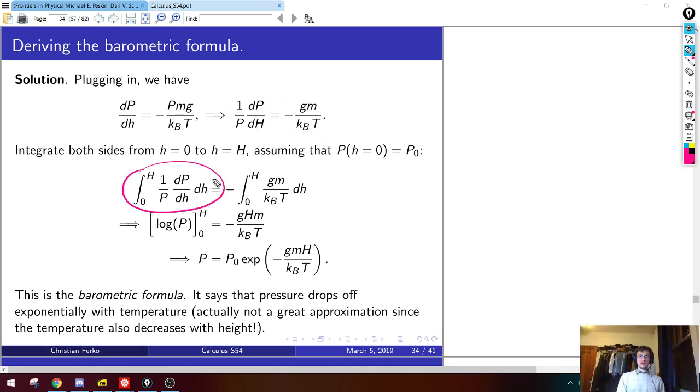Took an integral, integrate on the left, do a U sub, or just cancel these if you prefer, to integrate 1 over P. Integral of 1 over P is a log. This is wrong. This should be, I forgot to change the bounds from P0 to P of H. On the right side, it's just some number. And as you said, you exponentiate both sides. And this is the barometric formula.